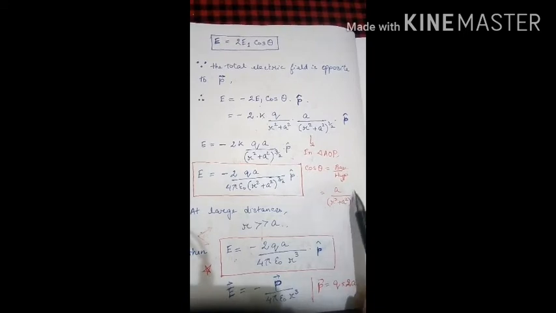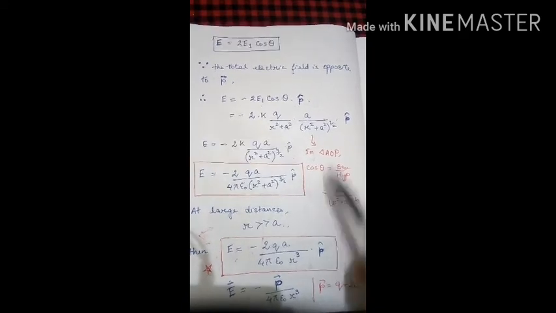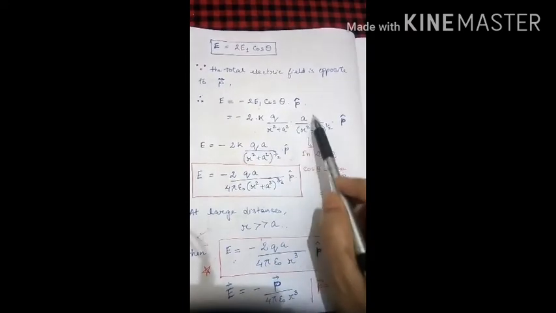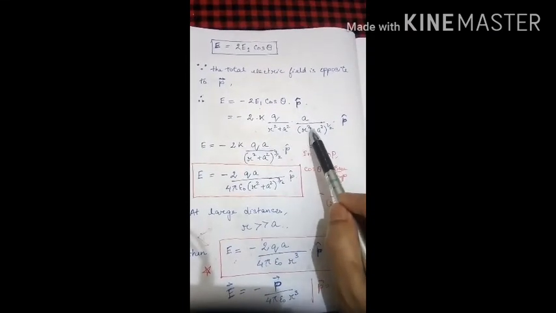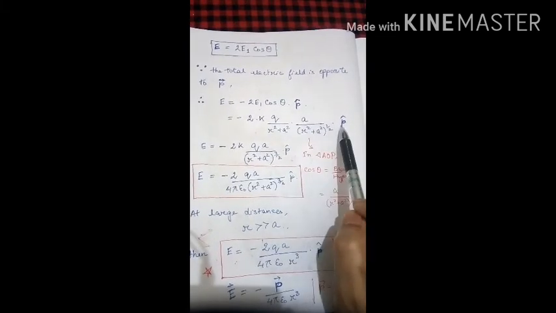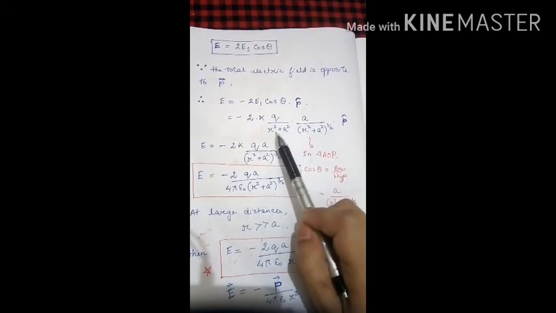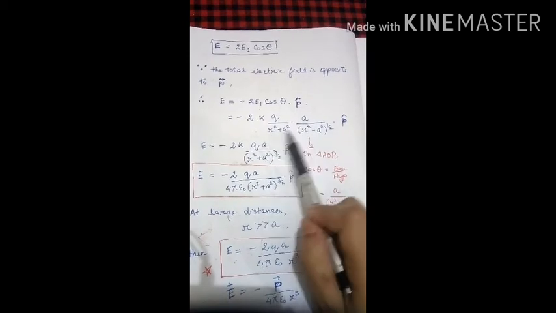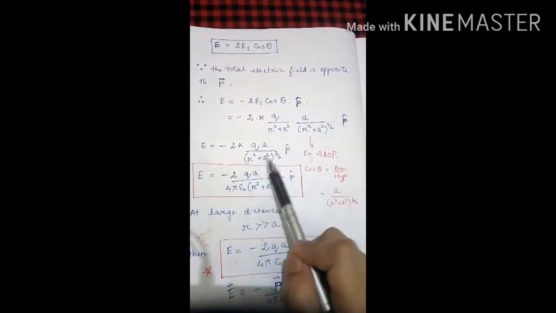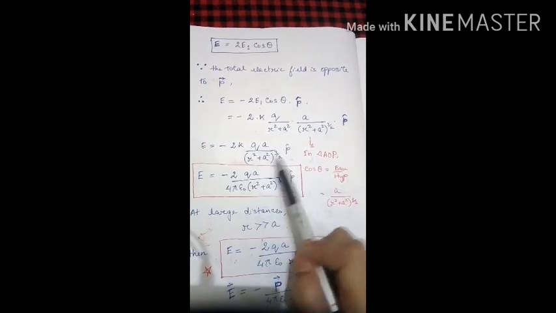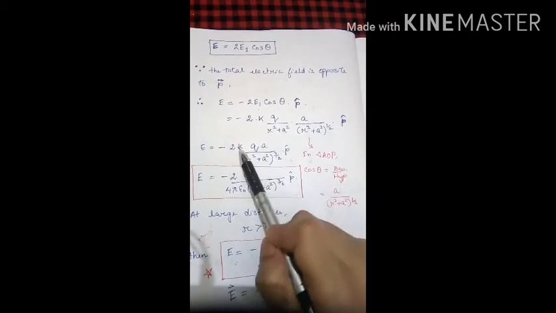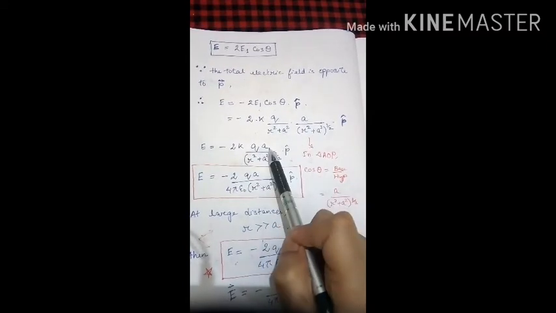So simply replace the value of cos theta. Putting this value in place of cos theta, we get this term, A by (R square plus A square) to the power half, and there will be the unit vector p. If you combine R square plus A square to the power 1 and R square plus A square to the power half, we get R square plus A square to the power 3 by 2. The remaining part is the same, it is minus 2 kqa.